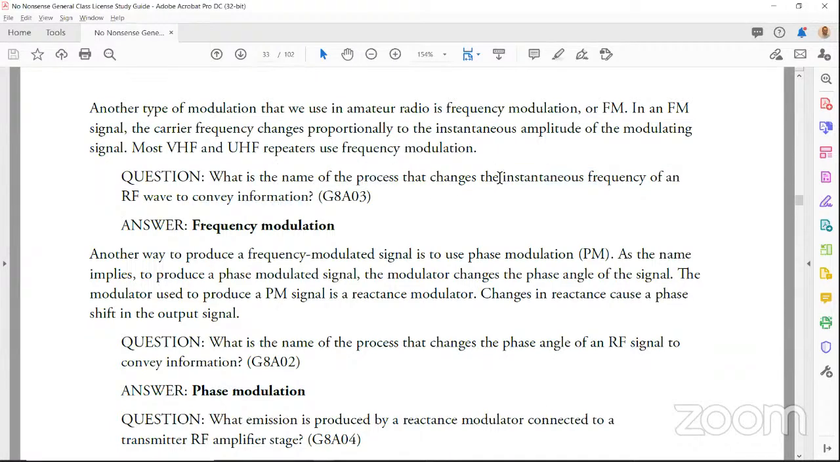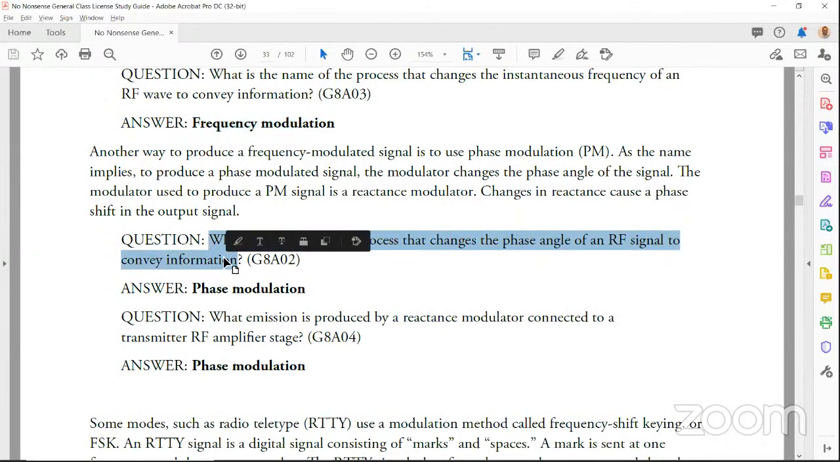So remember, we dealt with AM, which is change in amplitude or power levels. We dealt with phase modulation. And we dealt with the one where the frequency changes. And that is FM, or frequency modulation.